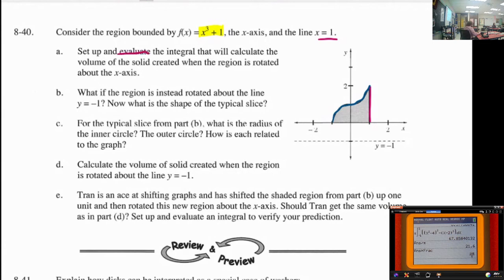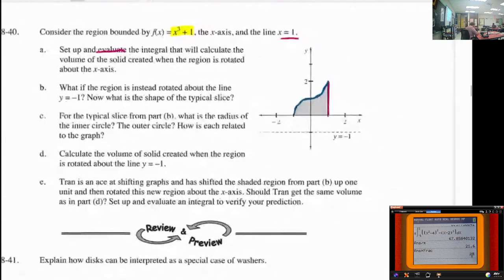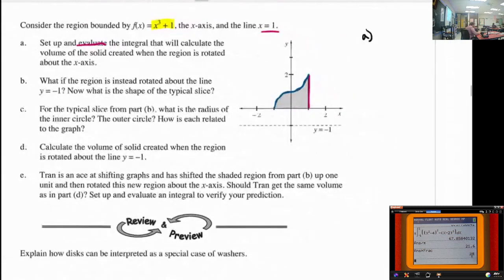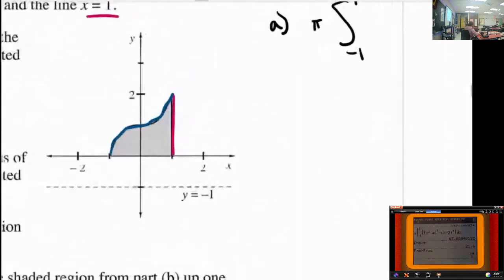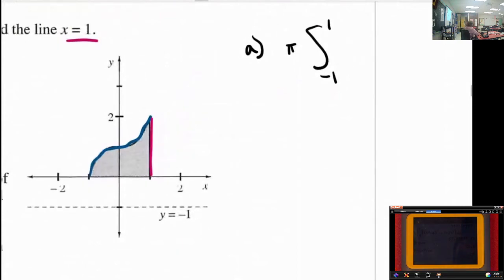For the interest of time and repeating the same thing over and over again, for question A we're going to skip all those other steps and just go for it. If we're going to rotate around the x-axis, we're looking at pi times an integral from -1 to 1, since we're rotating from -1 to 1. And this is just going to be disks. There will be no washers because there will be no hole in the middle.